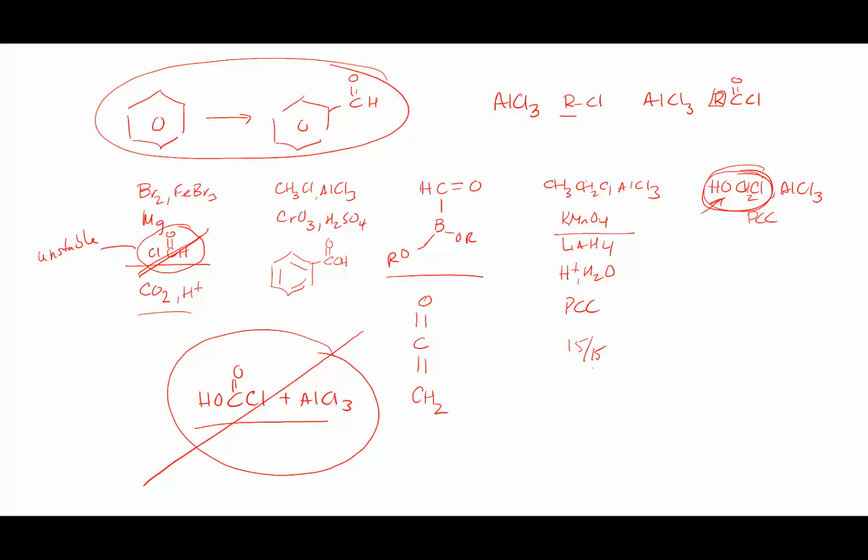So your Friedel-Crafts reactions have to be limited to alkyl groups. They can't be anything more creative than that. So if you're going to use an acid chloride, that's got to be an R group. It's got to be an alkyl group, because this one would be impossible to make.